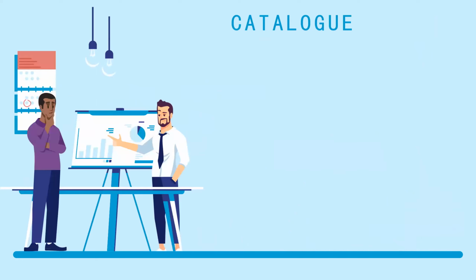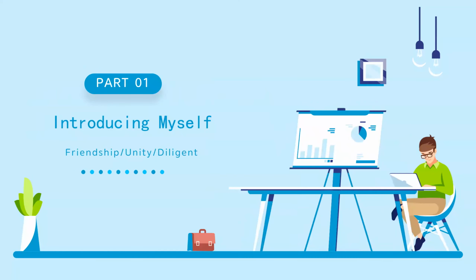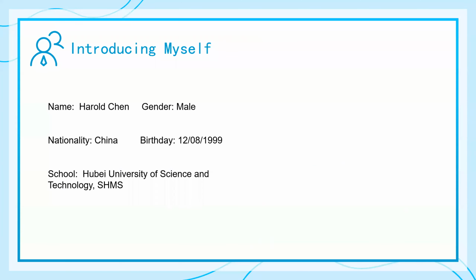In this presentation, I will divide it into 6 parts: introducing myself, SWOT analysis, Clifton strengths, personal leadership vision statement, targeted leadership, and conclusion. The first part is introducing myself. Here is my basic information.